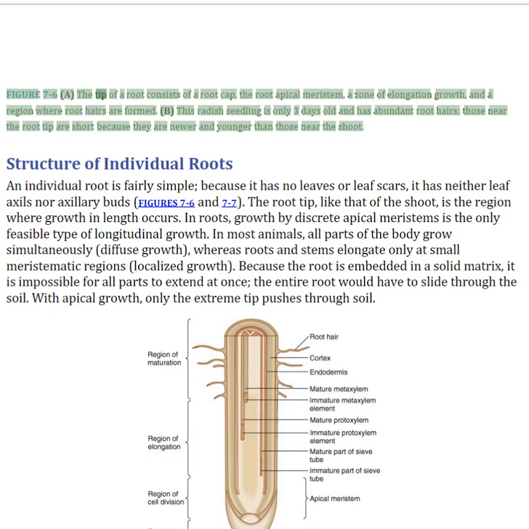Figure 7.6 The tip of a root consists of a root cap, the root apical meristem, a zone of elongation growth, and a region where root hairs are formed. This radish seedling is only 3 days old and has abundant root hairs. Those near the root tip are short because they are newer and younger than those near the shoot.